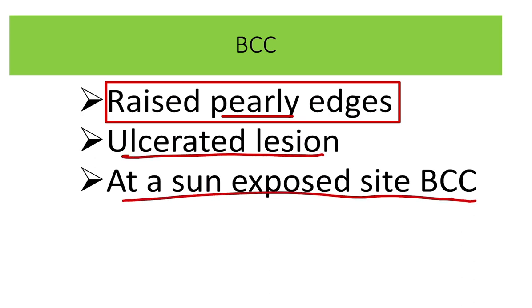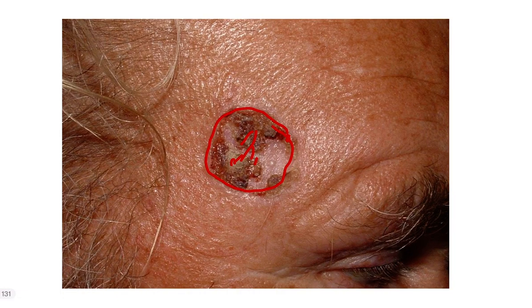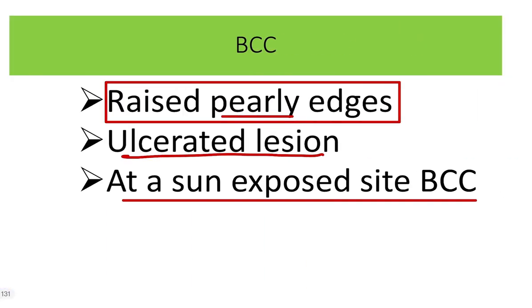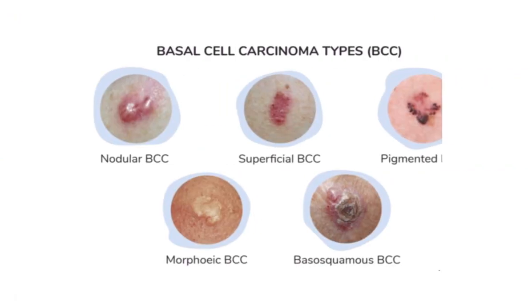such as, most commonly, the face. And here we can see this picture. This is the edge which is elevated, and the color is usually pearly white. So a pearly white lesion with elevated edge is diagnostic of basal cell carcinoma. And here you can see the different types of basal cell carcinoma: nodular, superficial, pigmented, which are usually not that important.